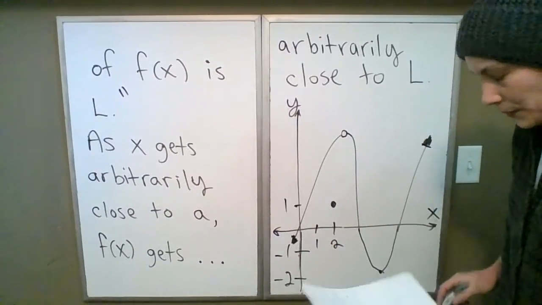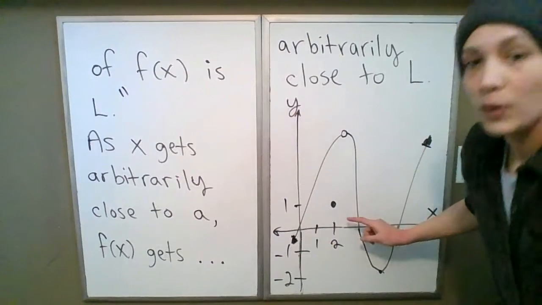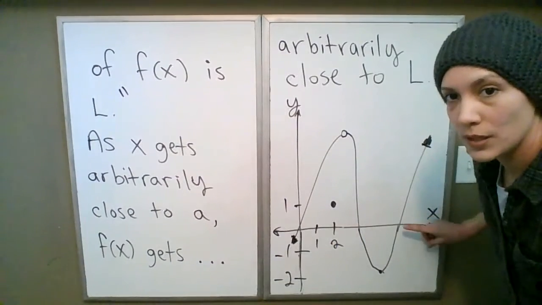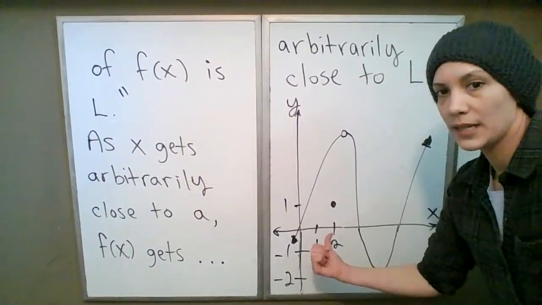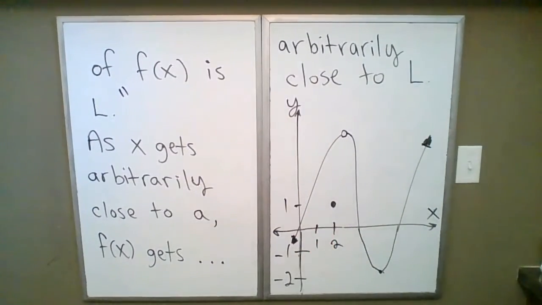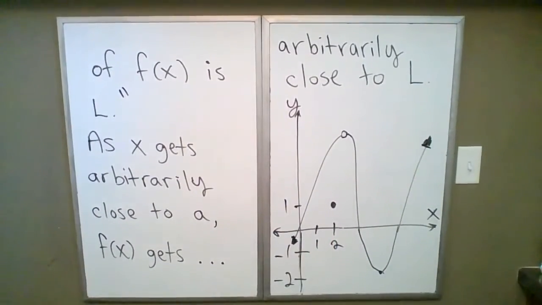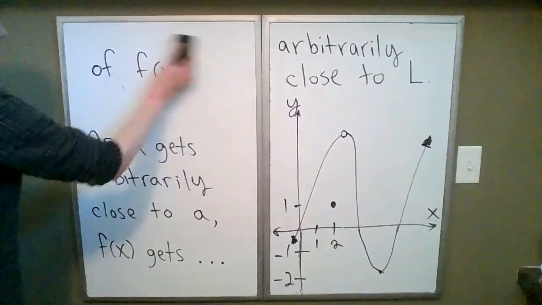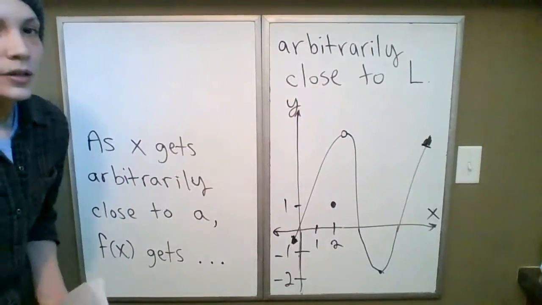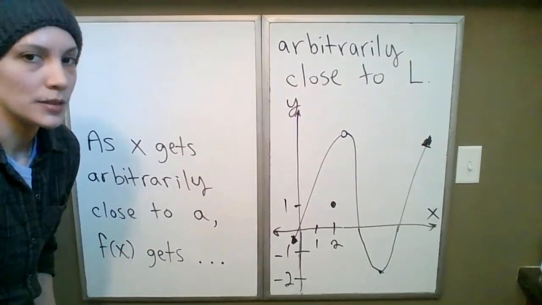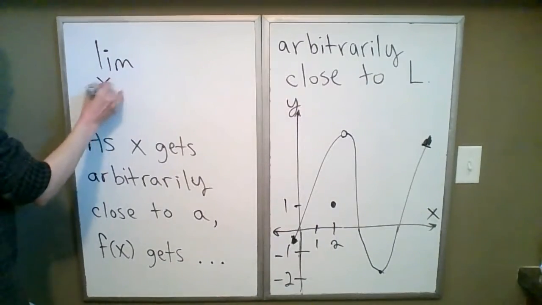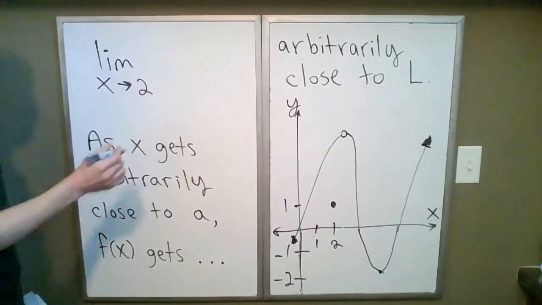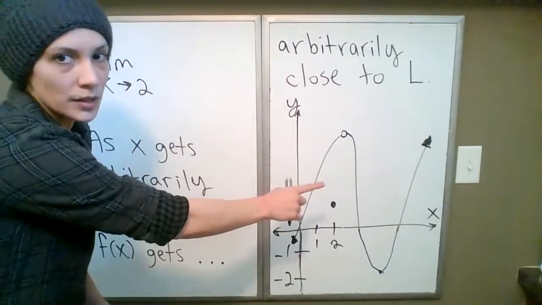Okay, so what we're going to do is have our x values get arbitrarily close to 2 from the right side and from the left side. Take the limit as x goes to 2 of this function, we're going to call it f.